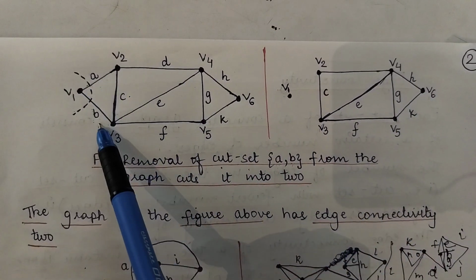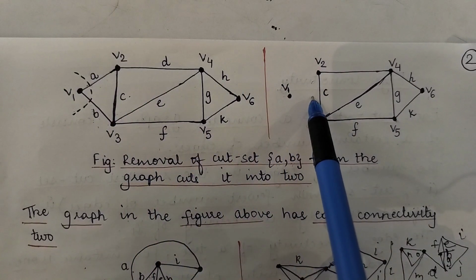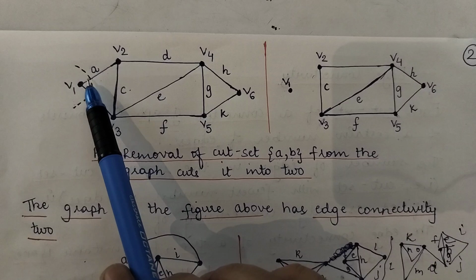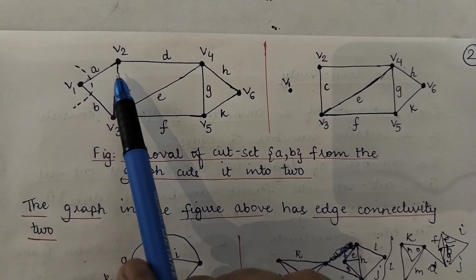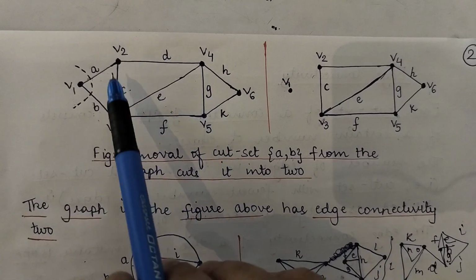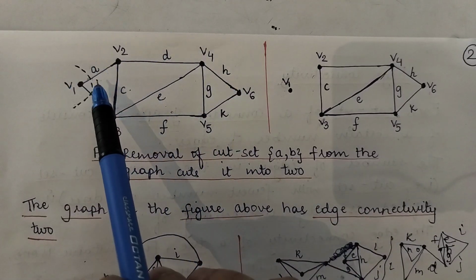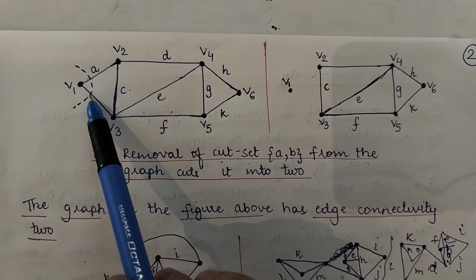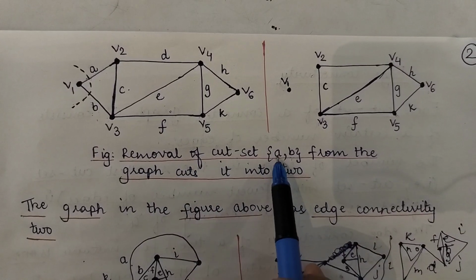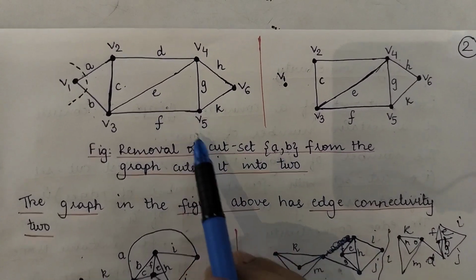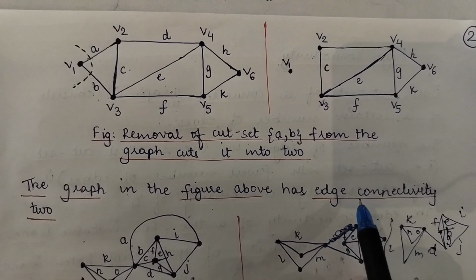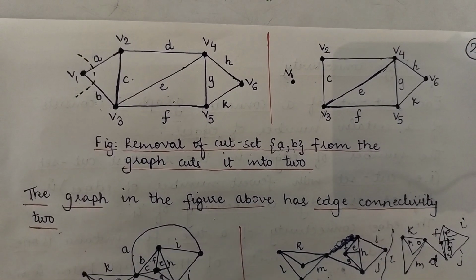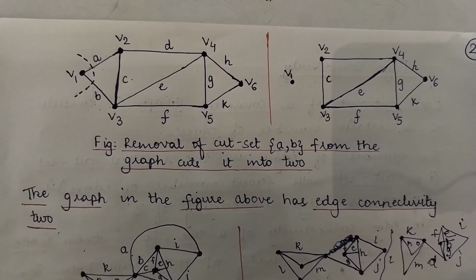Clearly, removal of these two edges divides this graph into two separate components, and these are the minimum number of edges required for disconnecting this particular graph. So out of all the available cut sets, the one with the smallest number of edges is this one with edges A and B. Hence the edge connectivity of this particular graph is 2. So this is how you can find the edge connectivity of any connected graph. And in the case of a tree, the edge connectivity is always fixed, that is, 1.